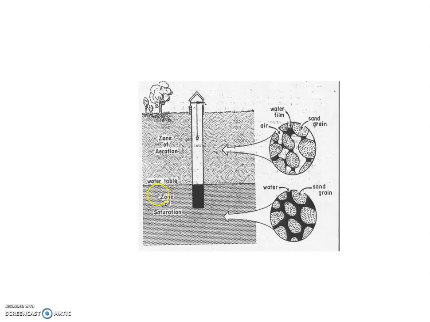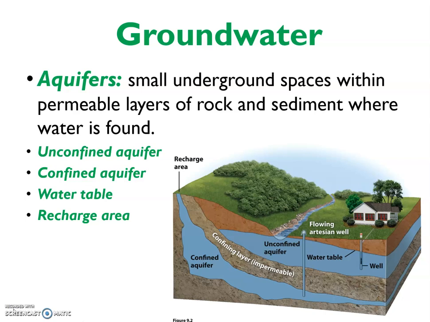This zone of saturation is what makes up your aquifer. We'll take a look now at different types of aquifers that exist and look at what Cape Cod's aquifer looks like. Aquifers consist of small underground spaces within permeable layers of rock, sand, and sediment, where water is found, where all of the underground spaces are now filled with water, as seen in the previous slide.